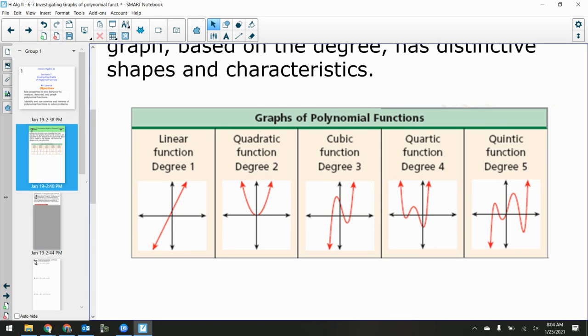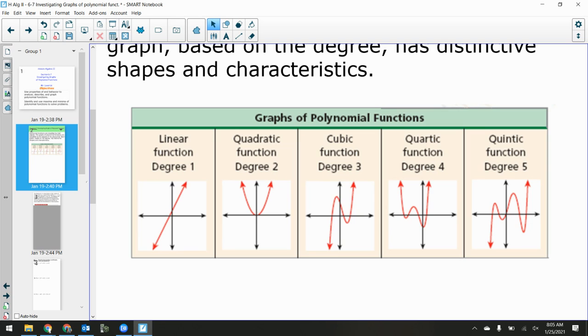Does anybody see any patterns in relation to the degree and the look of the graph? The odd ones start on opposite sides of the x-axis. Very good. Like the linear function, the left side goes down, the right side goes up. Cubic, the left side goes down, the right side goes up. Quintic, the left side goes down, the right side goes up. I'm glad she worded it the way that she did, because that doesn't necessarily always have to happen, but they must always start on opposite sides. The left side could go up, but then the right side must go down.